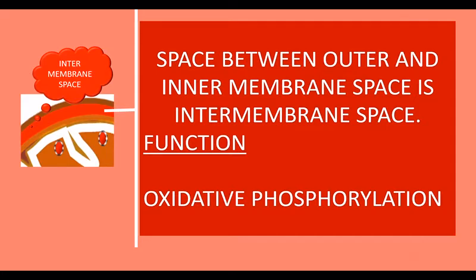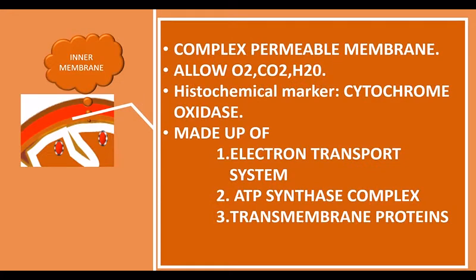And next we're gonna see about the inner membrane. It is a complex permeable membrane and it allows oxygen, carbon dioxide, water, etc. And its histochemical marker is cytochrome oxidase. It is made up of the electron transport system, ATP synthase complex, transmembrane proteins, etc. So when the hydrogen is present in the intermembrane space, 4 hydrogens will be drawn towards complex 5 of the inner membrane, and then it produces 1 ATP for 4 hydrogens.